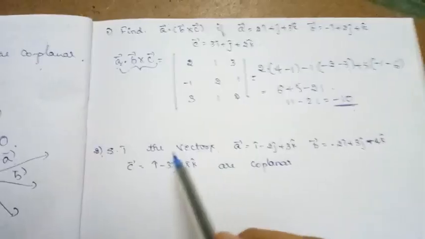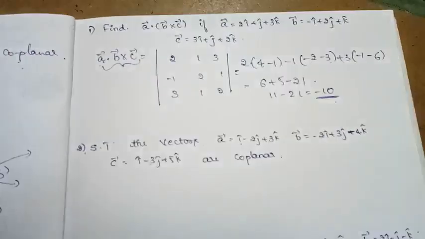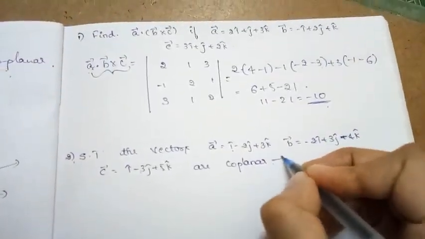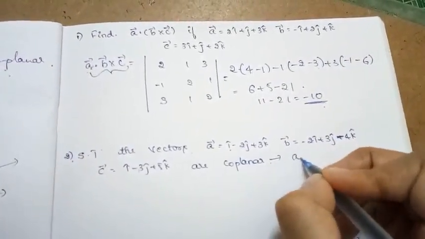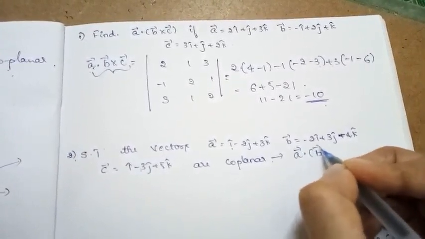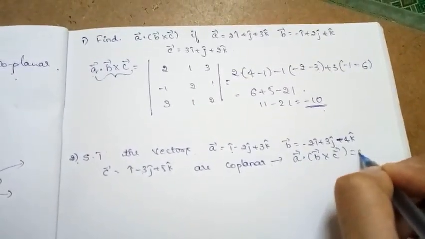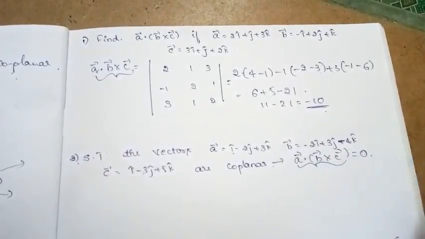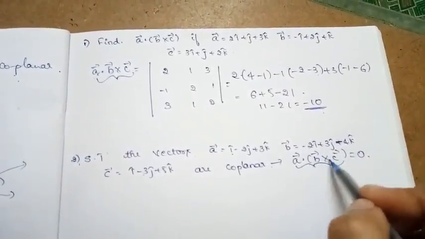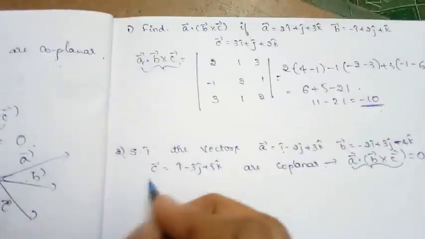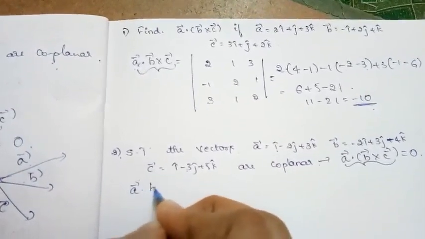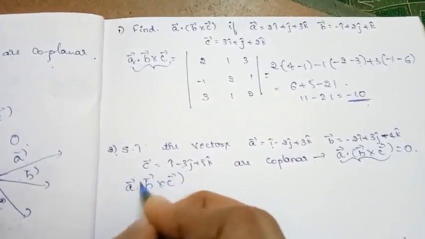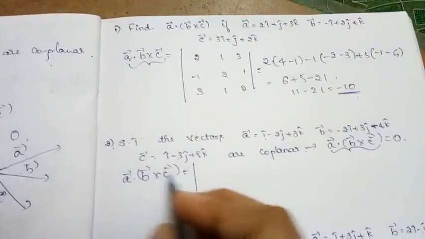Next, we need to show that these three vectors are coplanar. So what is the condition to say the three vectors are coplanar? That is vector A dot B cross C should be equal to 0. If the scalar triple product is equal to 0, then these three vectors are coplanar. So I'll consider the scalar triple product of these three vectors. So how are we going to write?